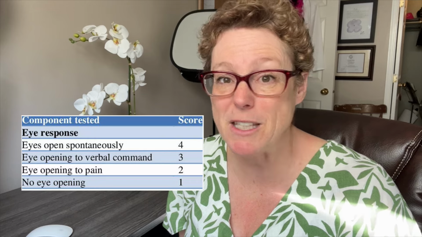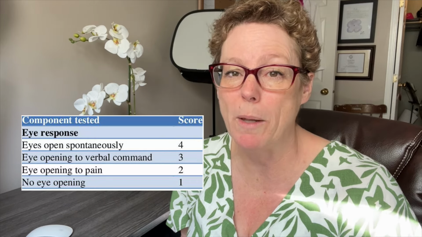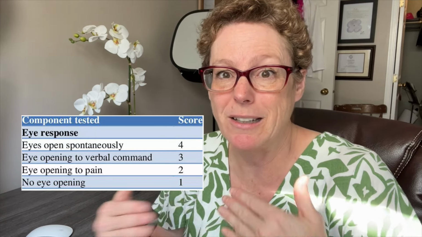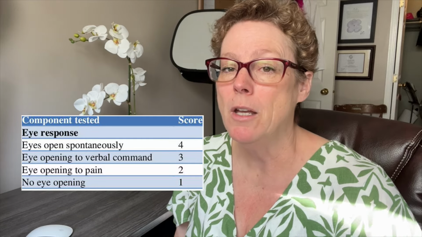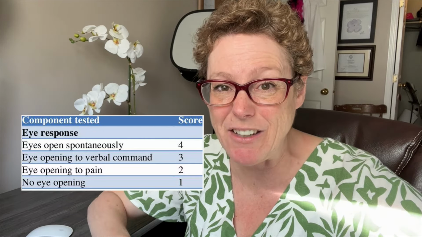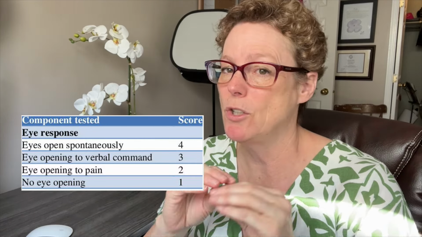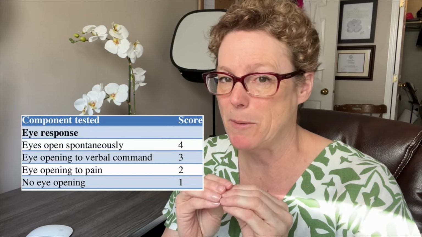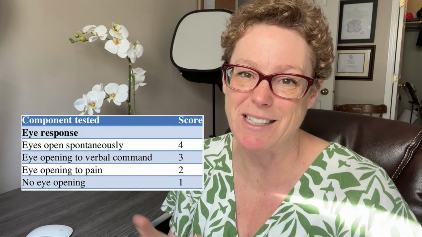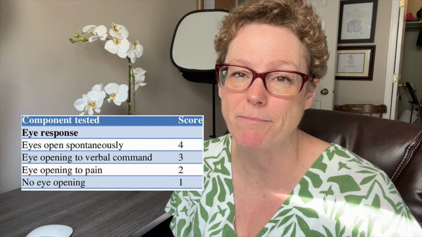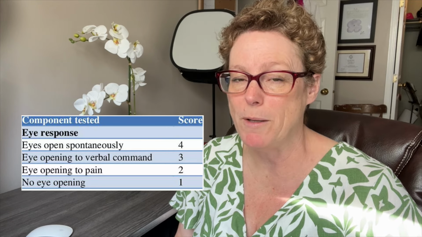The best we get is that they only open their eyes when there's contact with pain. And then if they don't respond to any of that, they get a 1 out of 4. No response to pain, no response to speech, and they're not spontaneously opening their eyes. So that's the eye opening. Now we're going to move into the best motor movement.